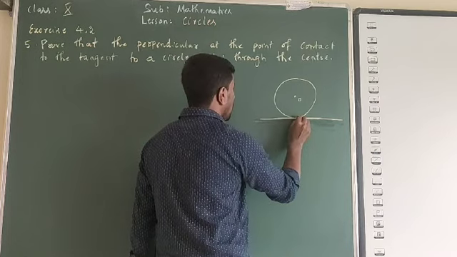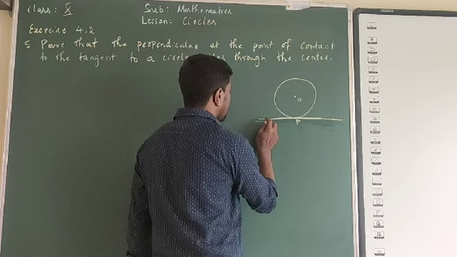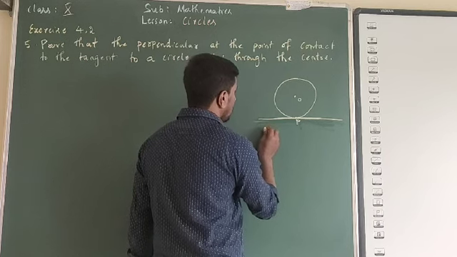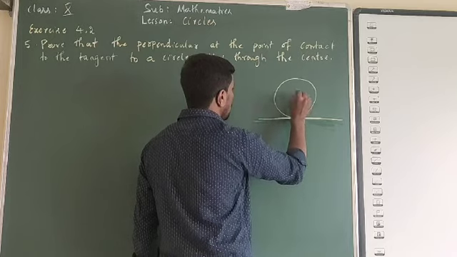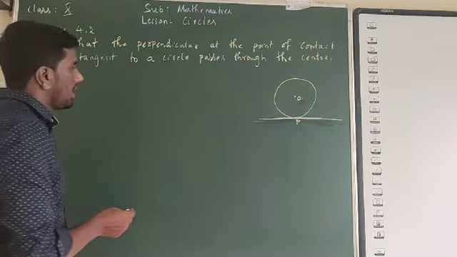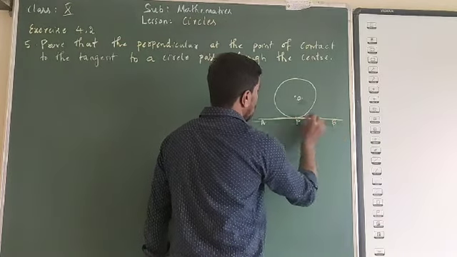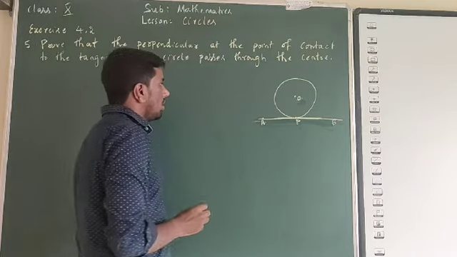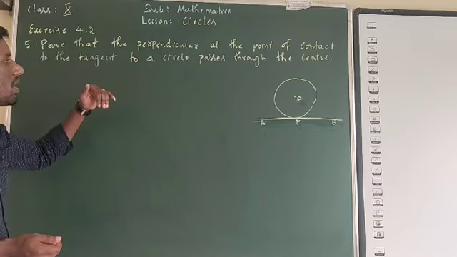Point of contact, let me take this as P. This is O. Let me take AB as a tangent. AB is a tangent. So what we need to prove is that the perpendicular at the point of contact to the tangent to a circle passes through the center.